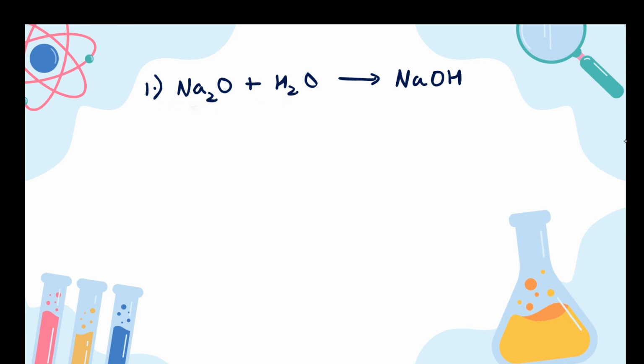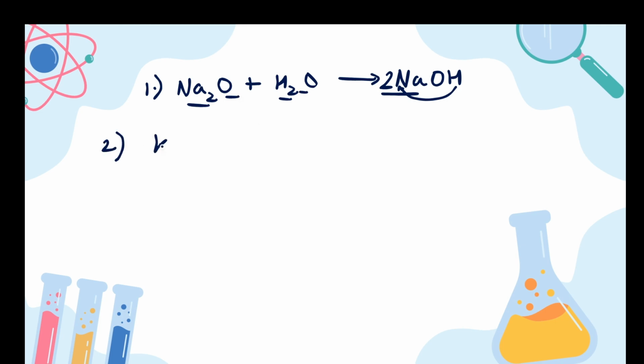Now this is a simple reaction. You can see that there are two sodium atoms on the reactant side. So we will balance our sodium on the product side. Now sodium is 2, hydrogen is 2, here also hydrogen is 2 and oxygen is also 2. So the reaction is balanced.